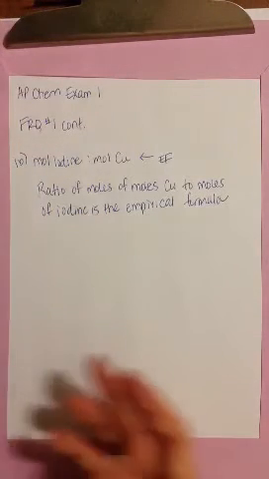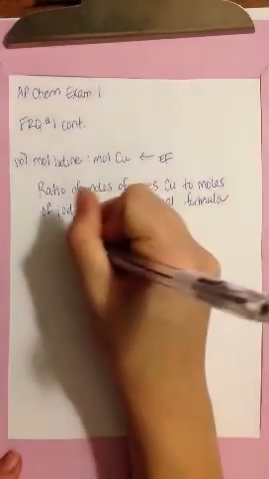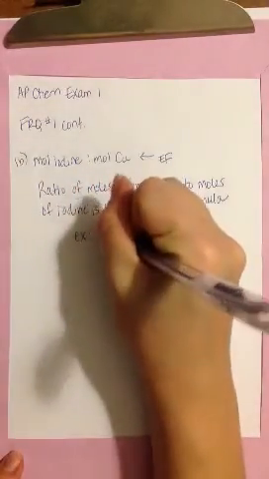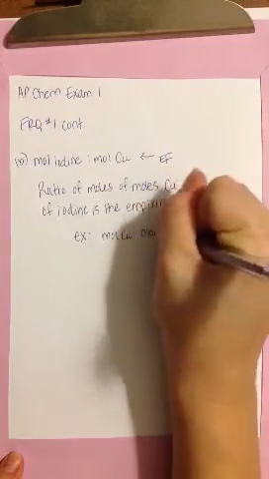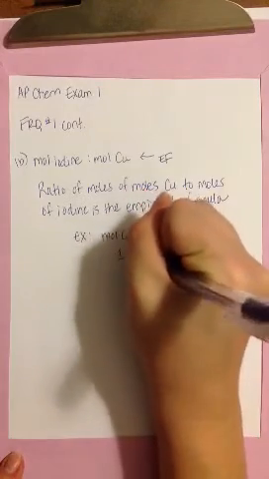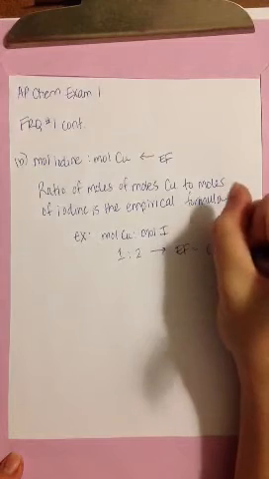So if it's 2 to 1, then it would be CuI2. If it's 1 to 1, then it would be CuI. And if you wanted to include an example, you could, but you didn't have to. So if you said moles of copper to moles of I, and it was, we'll say, let's go with 1 to 2, then the empirical formula equals CuI2.